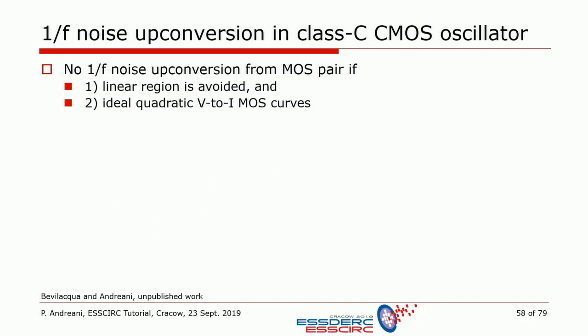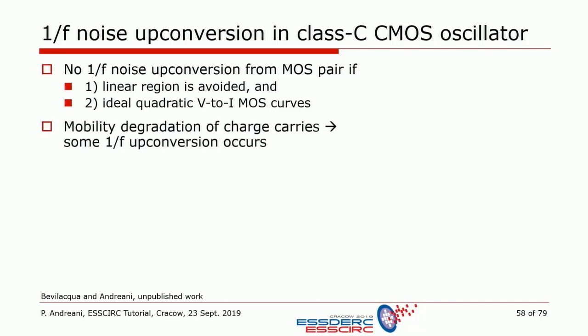And by the way, I can just mention an interesting result that we have just achieved for this kind of oscillator. If you keep everything in class C, as I just mentioned, there is no 1/f noise up conversion if the transistors are ideal, so they follow the ideal quadratic characteristic. If there is a mobility degradation of the charge carriers with the voltage between drain and source, then this is not true anymore.